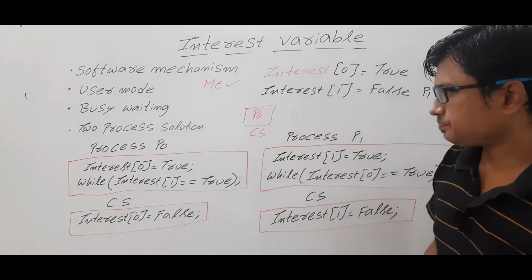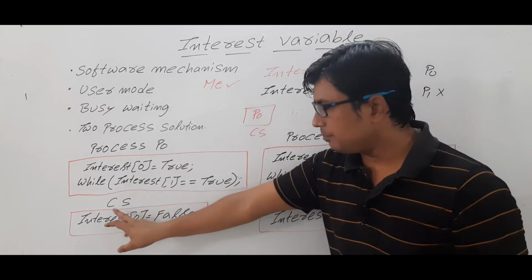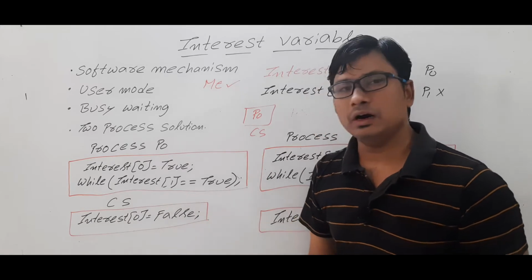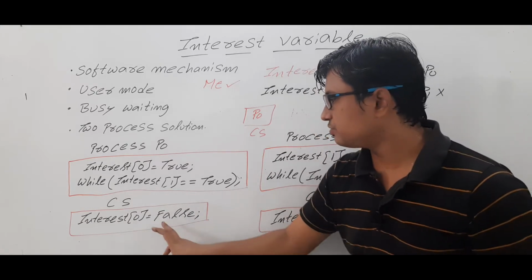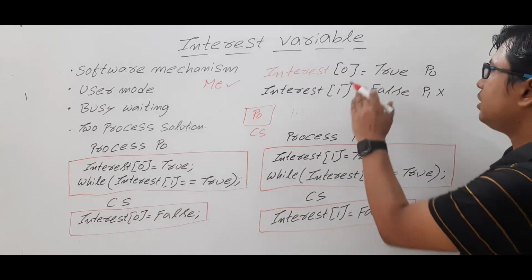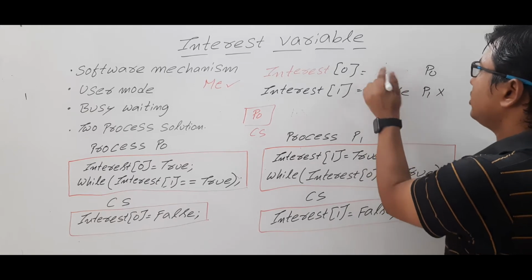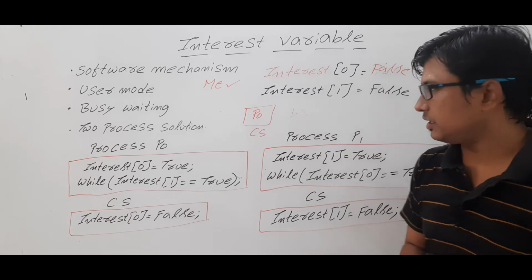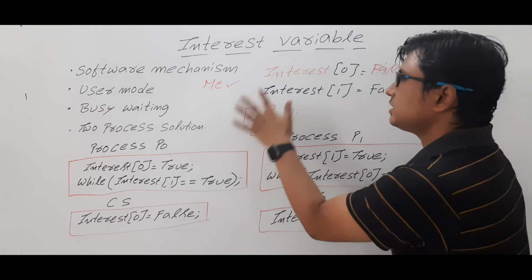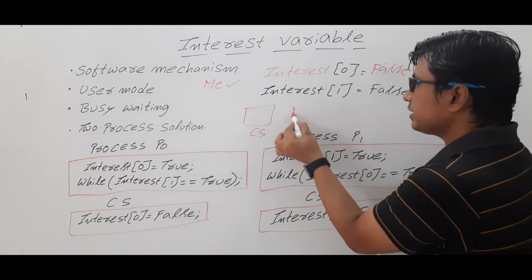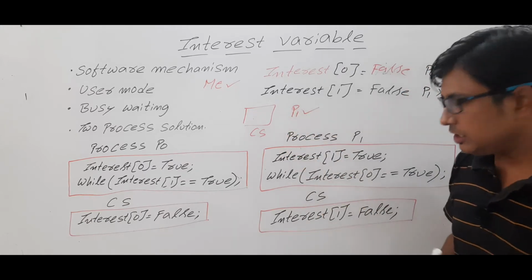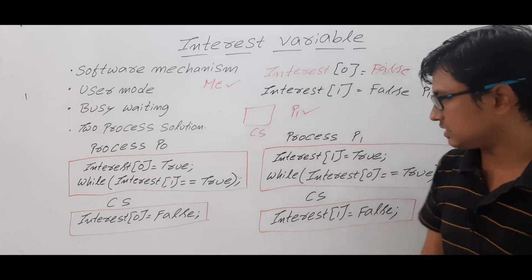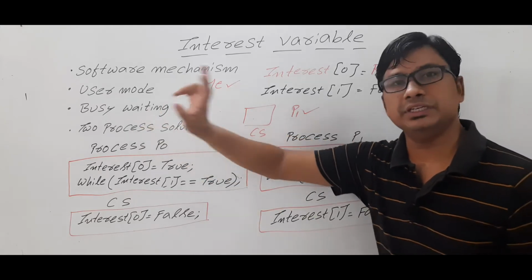Now look here. Process P1 completed its critical section part and executed the exit section. Now interest of 0 is equal to false. Now this one became false, meaning that process P0 is not ready to enter into the critical section. Now the critical section is empty. Now process P1 is busy waiting because it keeps on waiting until process P0 leaves the critical section. That's why we said that it is a busy waiting.